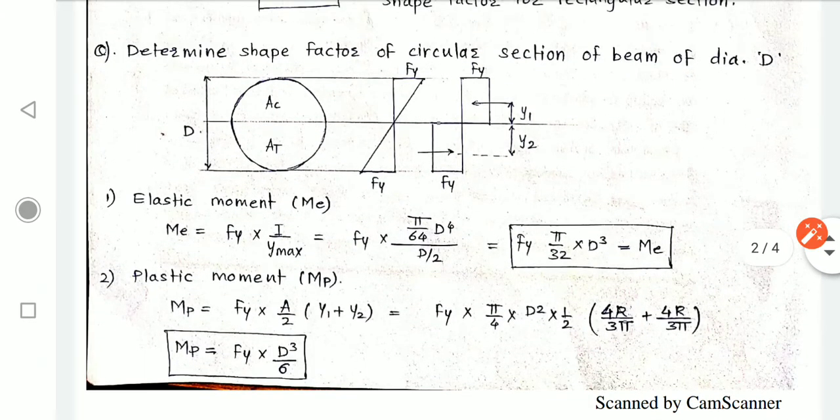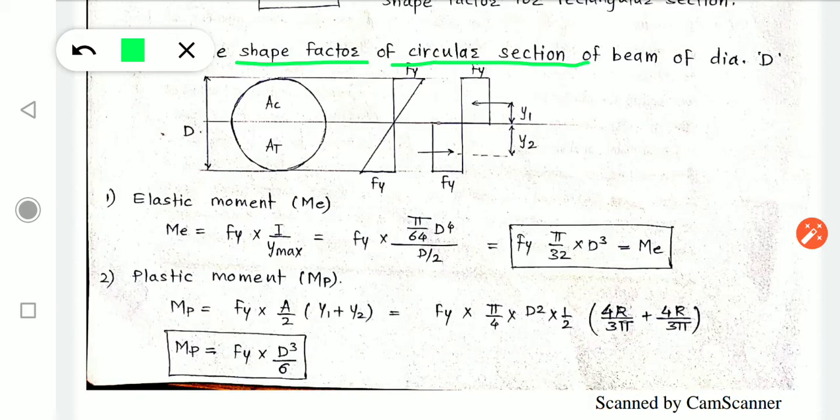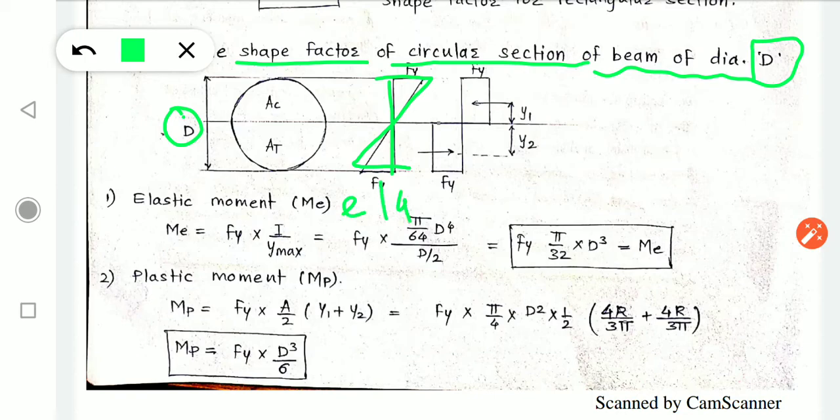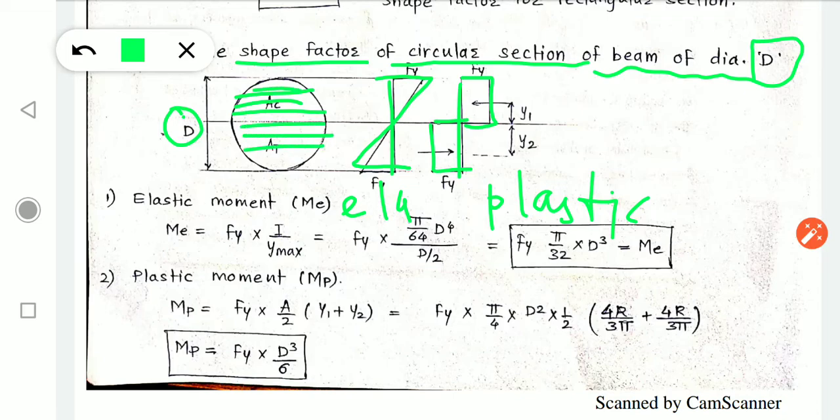Now let's go to the next question. The question reads: determine shape factor for circular section of a beam having diameter D. Okay, let's try. Again, first is the section we have drawn. It is circular having a diameter D. The stress diagram is like this in the elastic region, right? And in the plastic region, what will be the diagram? It is a rectangle half in the upper side, rectangle half in the lower side. That's the plastic state. In this state, all the fibers of your circular section experience the yielding stress Fy.